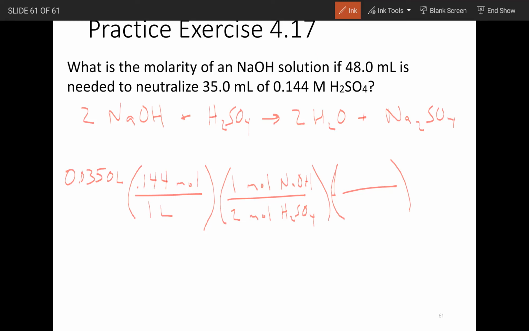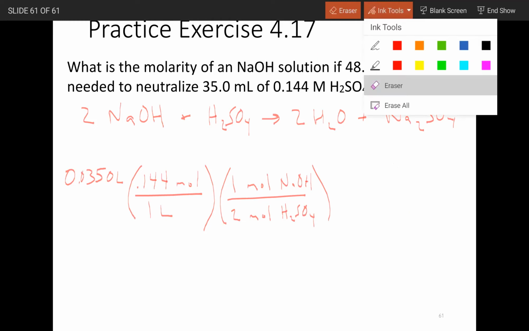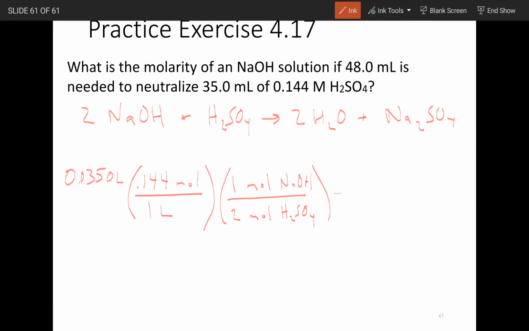I'll write this one down so I don't actually have to get the answer. And I went one too many parentheses. But with this one, this is going to give us moles of sodium hydroxide, and I need to actually calculate what that's going to be. 0.035 times 0.144 divided by 2. And we get 0.00252. And that's going to be moles of sodium hydroxide.